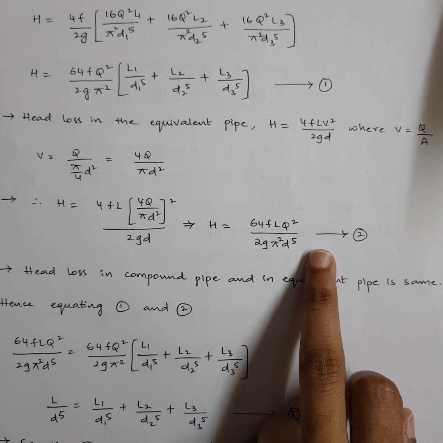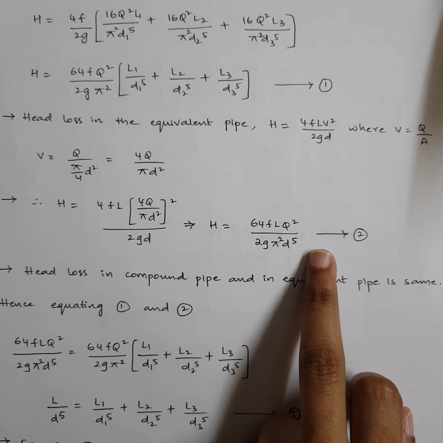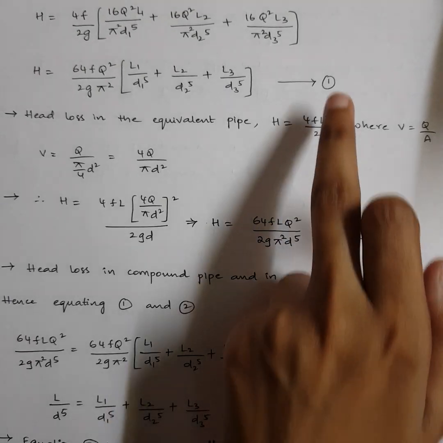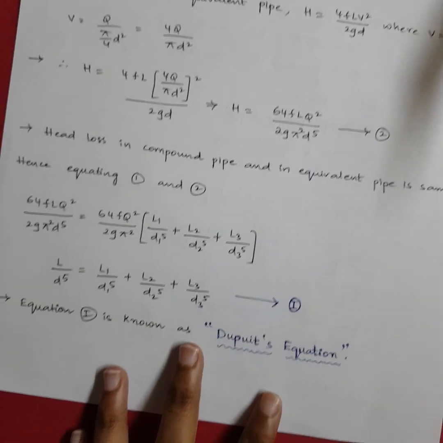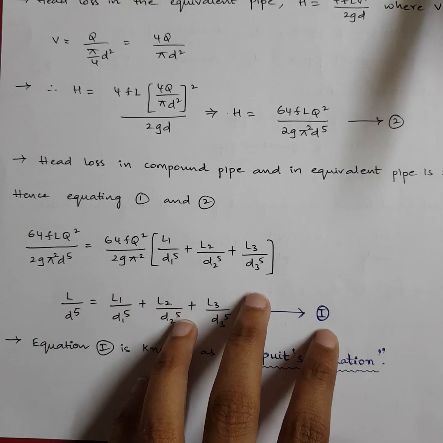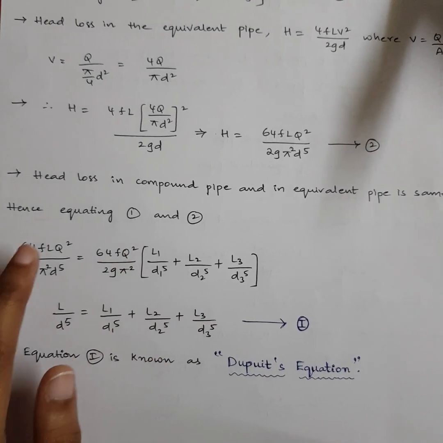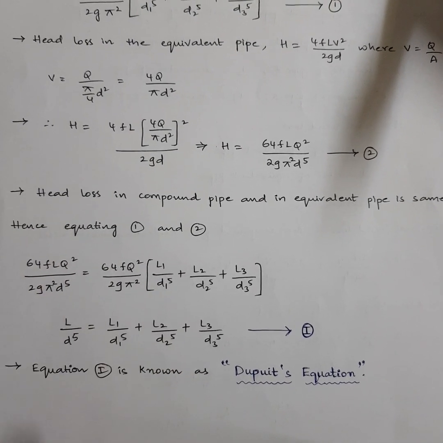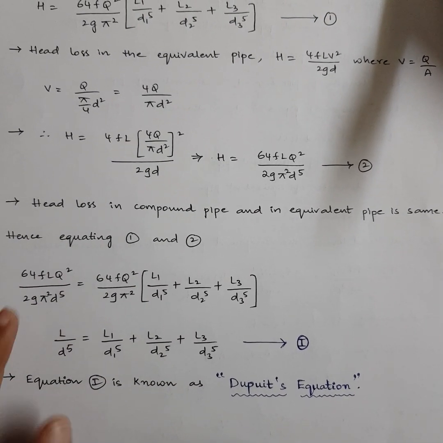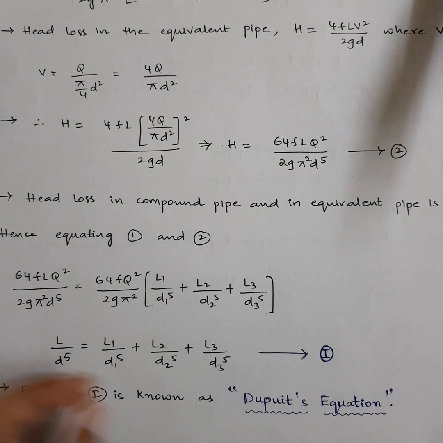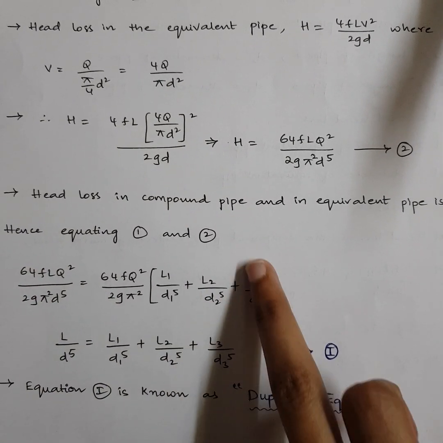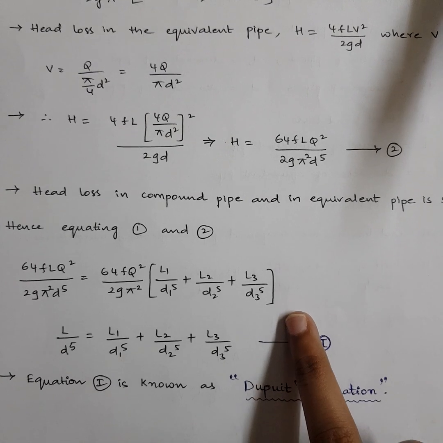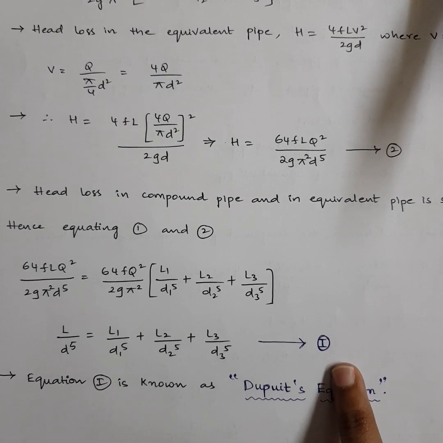But what did we talk about in the beginning? The head loss in the equivalent pipe should be equal to the head loss in the compound pipe. So just equate 1 and 2. When you equate these two equations, 64 will get cancelled, f will get cancelled, Q square will get cancelled, 2g will get cancelled, pi square will get cancelled. So finally you will be left with L by d power 5 equal to L1 by d1 power 5 plus L2 by d2 power 5 plus L3 by d3 power 5. That's our equation number 1, Roman number 1.